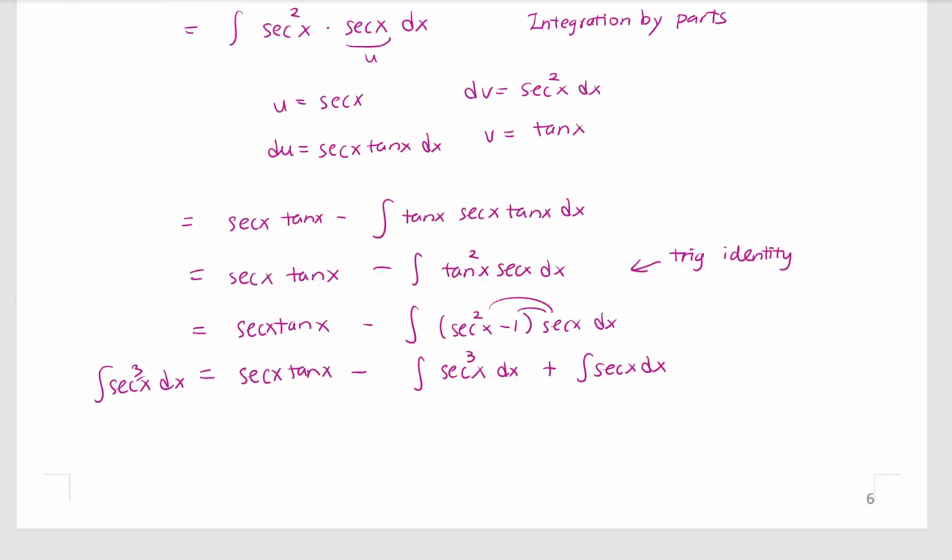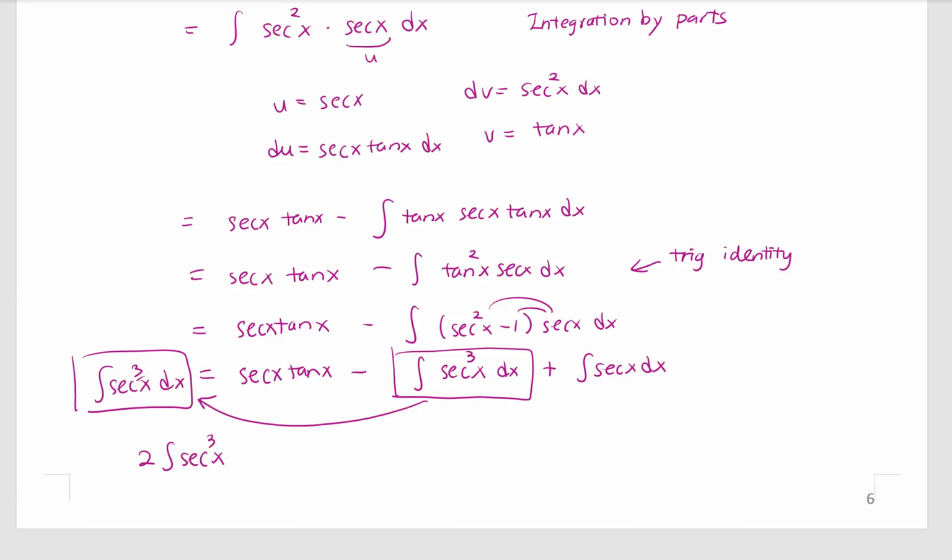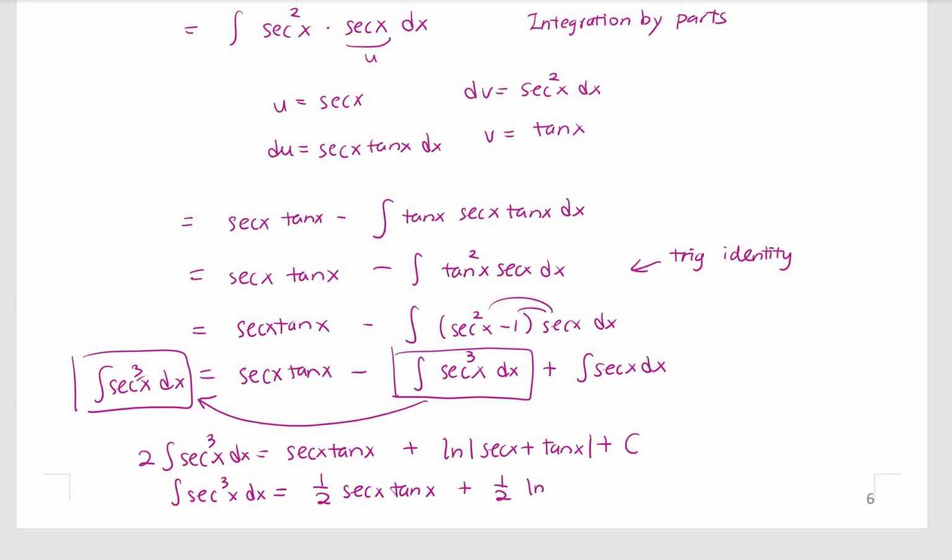Now I can move this to the left. It becomes 2 copies of the integral of secant cube equals secant tangent, plus the integral of secant. And what's the integral of secant? Well, it's ln of secant x plus tangent x. And eventually, we can solve for the integral of secant cube. That's 1/2 secant x tangent x, plus 1/2 ln of secant x plus tangent x, plus c.